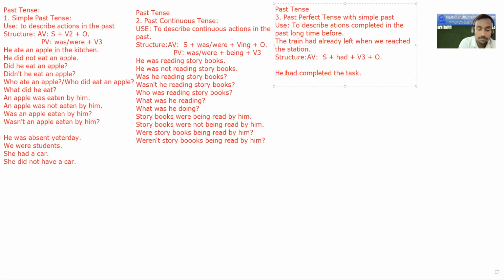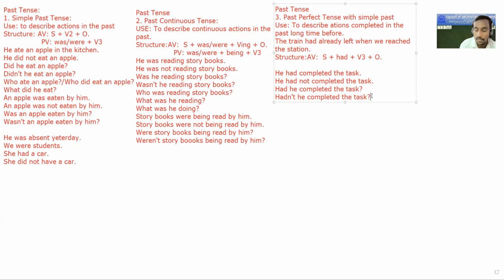So let's make it negative. Here there is only one helping verb, had. So with all subjects, singular or plural, we have to use had only. While making it negative: he had not completed the task. Then let's make a verbal question. Had he completed the task? Yes, had he completed the task? That became your verbal question. Hadn't he completed the task? That became your negative question.